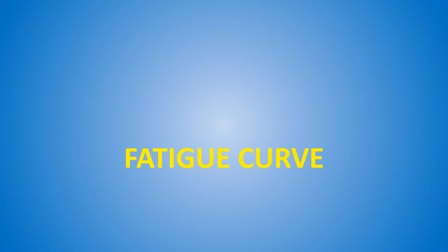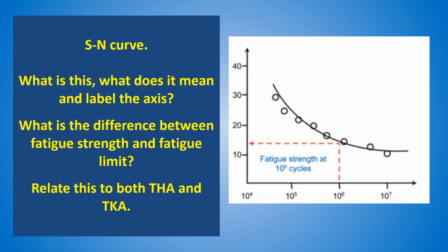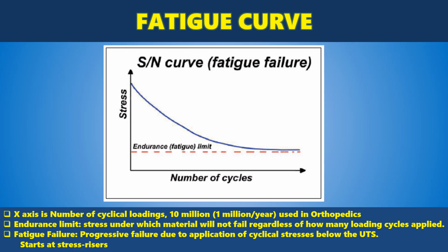Now we are going to discuss the fatigue curve. Some of the questions that might appear in your viva are: what is the SN curve? What does it mean? And please label the axis. They might ask you, please relate the fatigue curve to both total hip and total knee replacement. What are the things that we need to know about the fatigue curve or the SN curve?